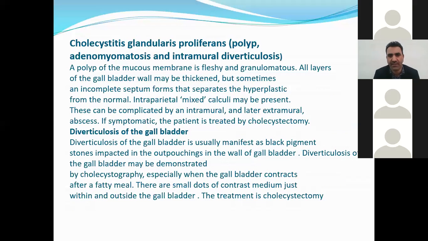Cholecystitis glandularis proliferans اللي هو polyp, adenomatosis, and intramural diverticulosis. A polyp of the mucous membrane is fleshy and granulomatous. All layers of the gallbladder wall may be thickened, but sometimes incomplete septum forms that separate the hyperplastic from the normal.